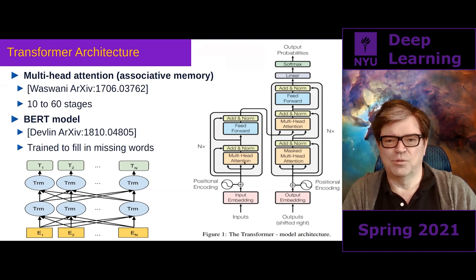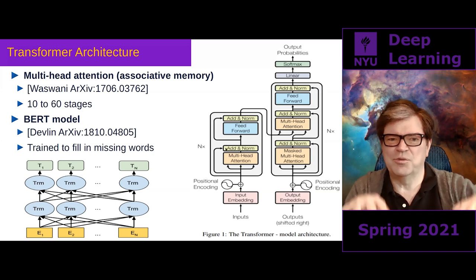Then you go through a module called multi-head attention, which I'll describe in a second. You add this to the input, normalize, go through a couple layers of feed-forward net, also with a skip connection like ResNet, add and normalize, and you keep doing this. You take the output, feed it back to the input, and keep doing it. You stack multiple layers of this.